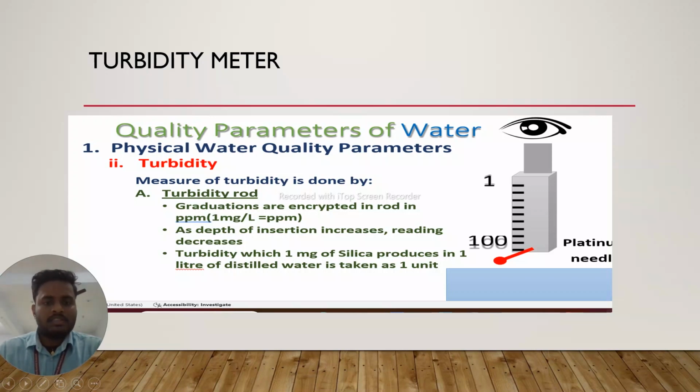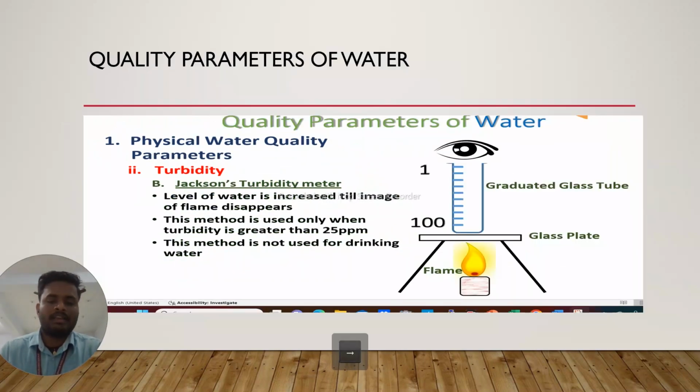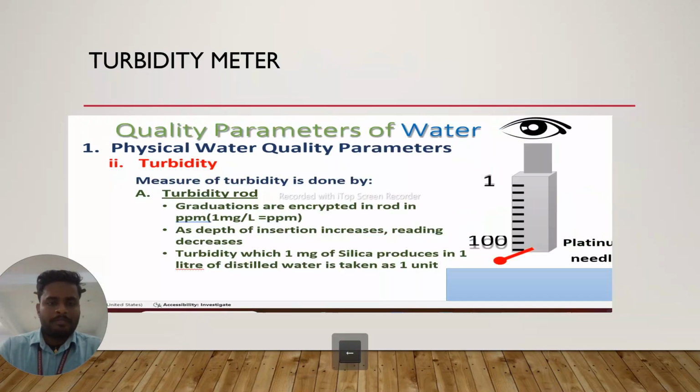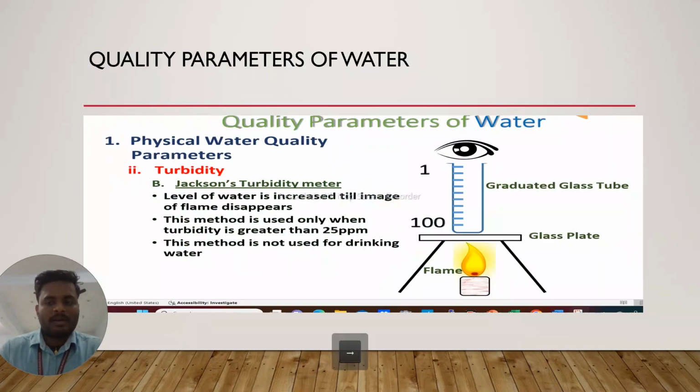Turbidity produced by 1 milligram of silica in 1 liter of distilled water is taken as 1 unit. So that was the turbidity rod, and the second one is the Jackson turbidity meter.